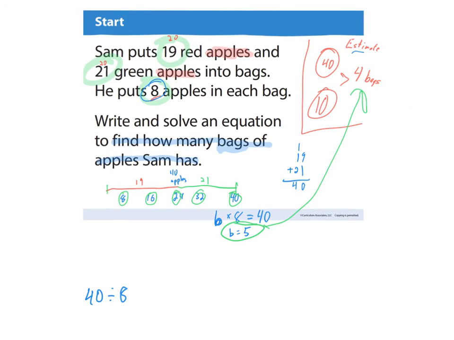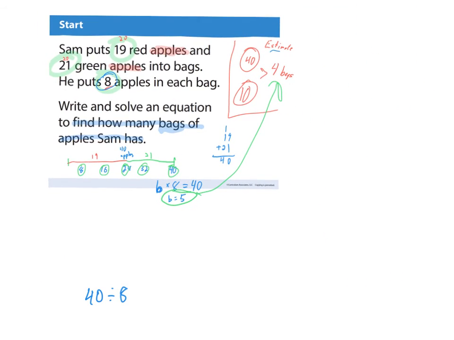If you want to do that, you could make an array, right? If you have 40 things, put them into groups of 5. There's nothing wrong with that. There's 8 apples, right? And I could have done this 5 times. And it would have worked out as well. It's up to you how you want to do it, right?